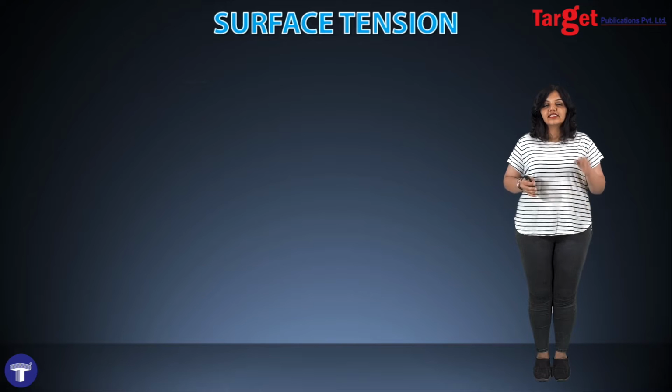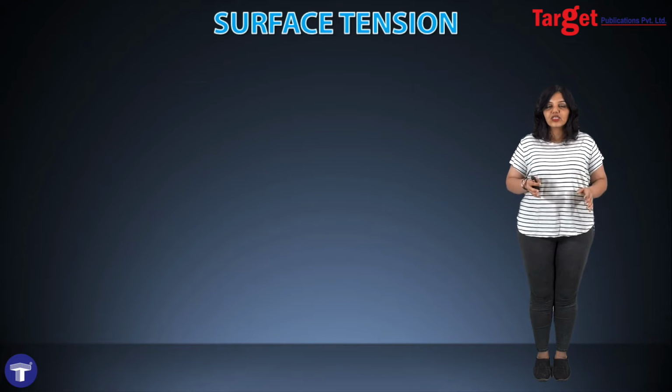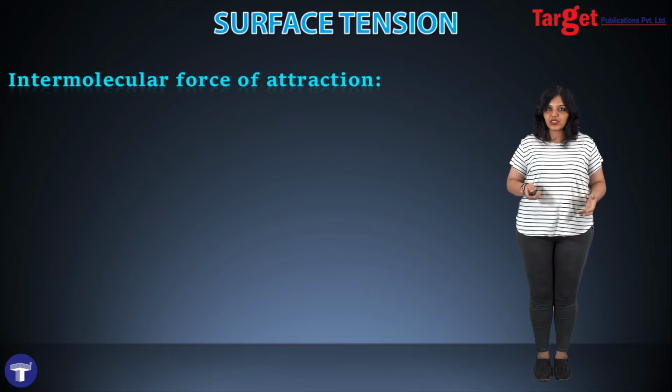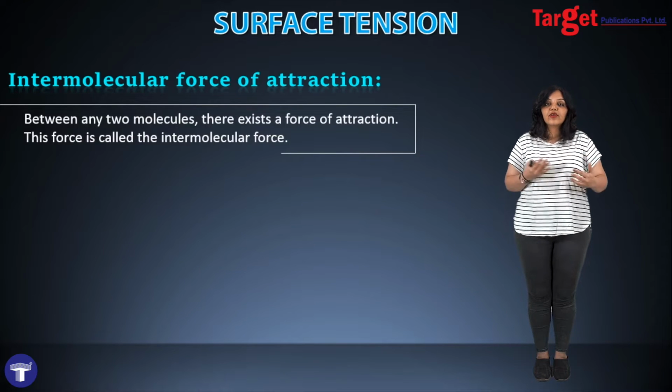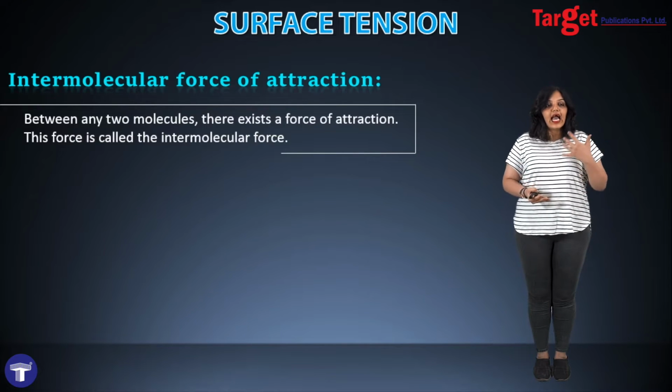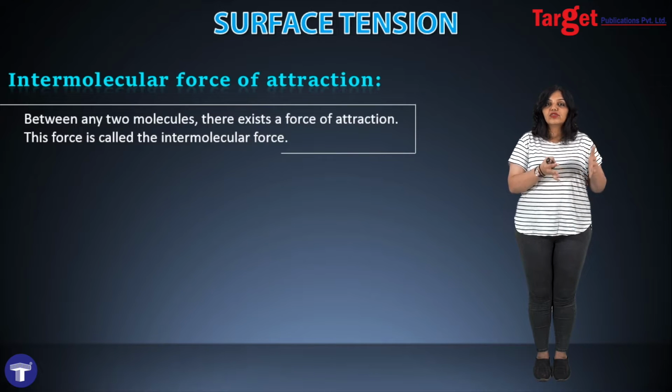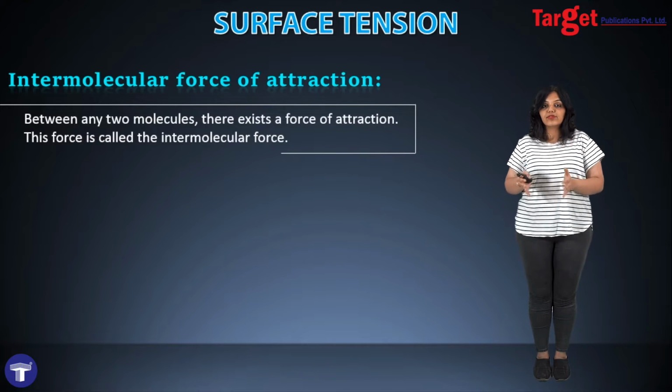So where exactly does the additional energy of a free surface come from? To answer this question, we'll have to dig deep down to the molecular level and begin our discussion with the intermolecular force of attraction. This force of attraction is between any two molecules. And actually, we know that the intermolecular force of attraction between molecules of a solid is really strong as compared to that between the molecules of a liquid or between the molecules of a gas.